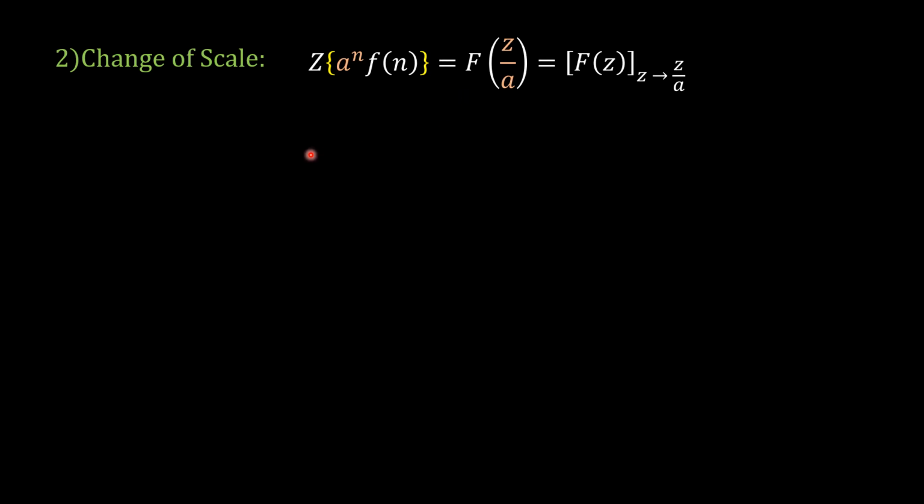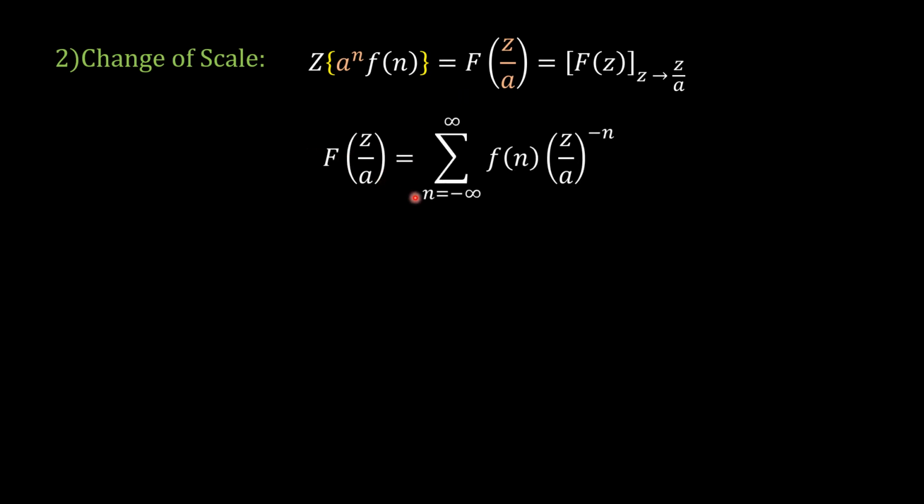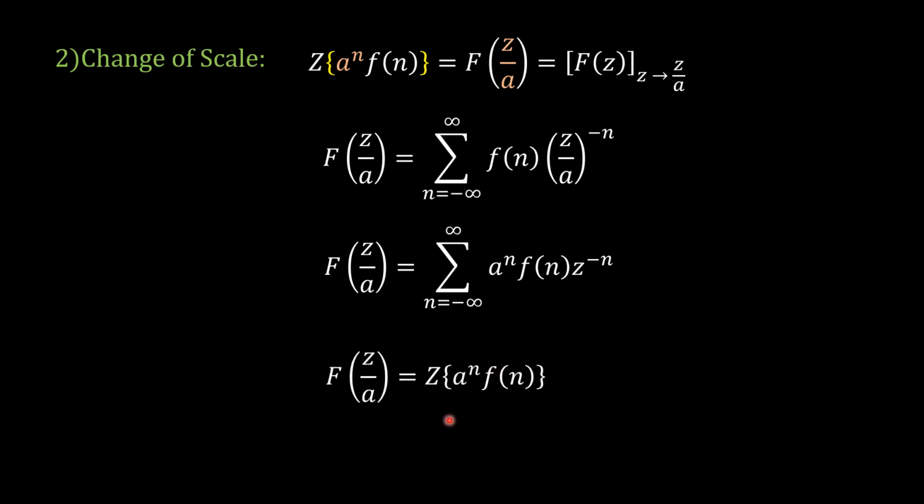To prove this, consider F of z upon a and apply the definition of Z transform. So it will give us summation n runs from minus infinity to infinity f of n into z upon a raised to minus n. Simplify this expression. It will give us a raised to n into f of n z raised to minus n. Now treat this a raised to n f of n as one term and again use the definition of Z transform. So that will give us Z transform of a raised to n into f of n, which is the required result.